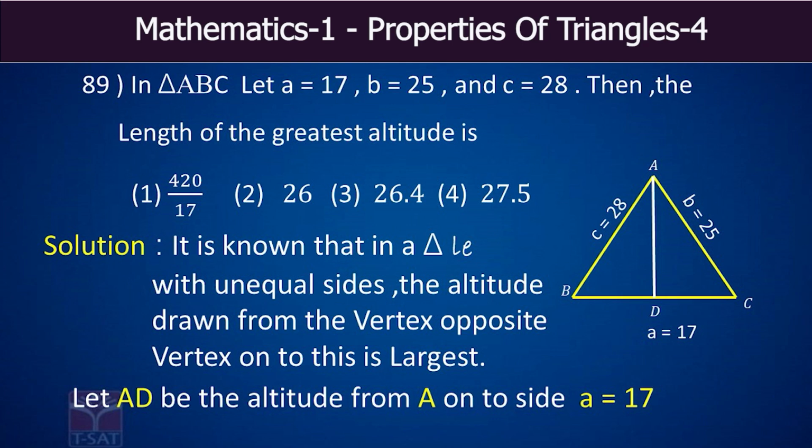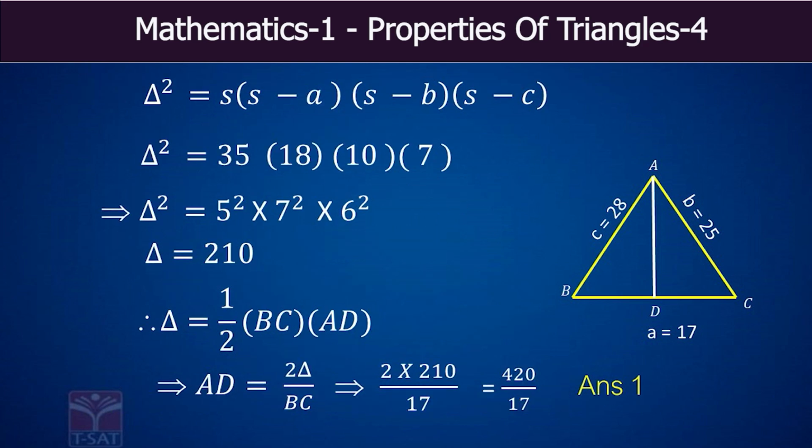Let AD be the altitude from A onto side a, which is 17. So delta square is s into (s minus a) into (s minus b) into (s minus c). Now finding s minus a, s minus b, s minus c, because the sides are given, you will get delta square is equal to 5 into 7 square into 6 square. So delta is equal to 210. Delta is equal to half BC into AD. So therefore AD is equal to 2 delta by BC, that is 2 into 210 by 17, which is 420 by 17. So the first option is the correct option.